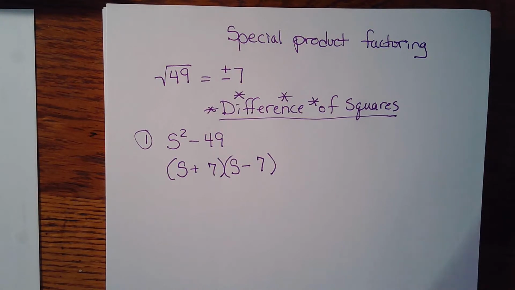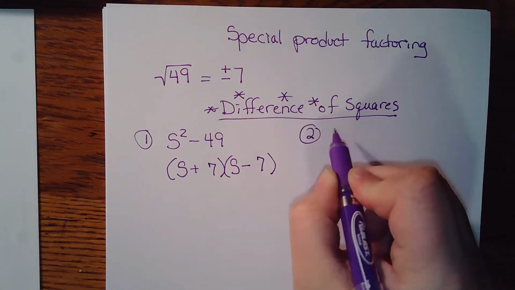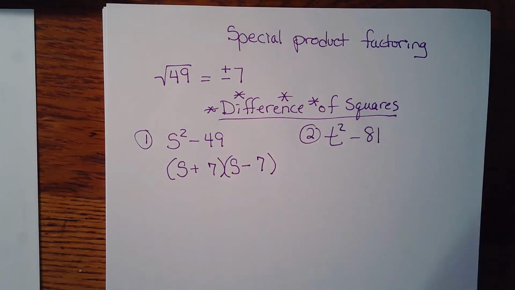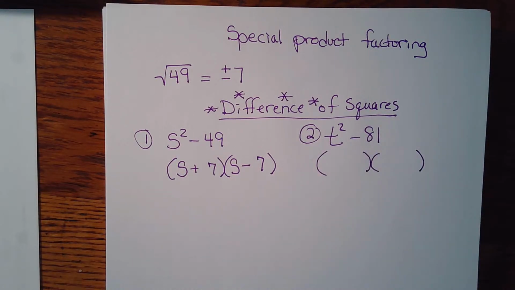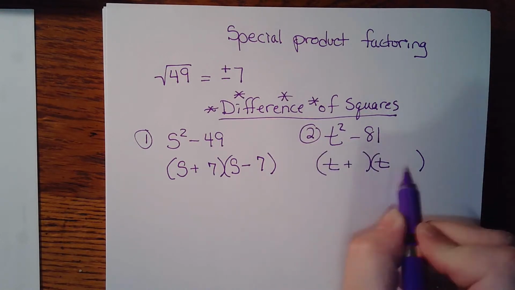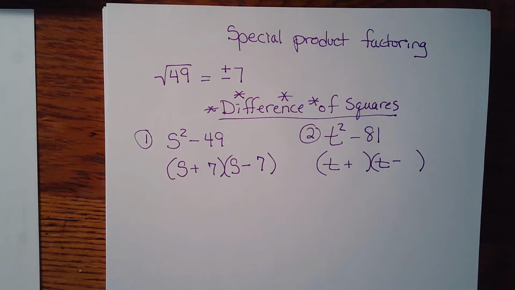So let's look at number 2. T squared minus 81. So I want you to pause the video and try to do this one. It is very similar to what we did for number 1. Okay, hopefully you've paused the video and you are ready. So once again, we break down our two groupings. We know that the square root of t squared is just t in each one. Remember, it's a difference of squares, so one positive, one negative. And the square root of 81 is plus or minus 9, so 9 and 9.